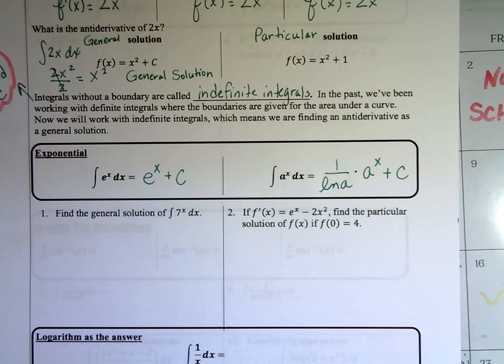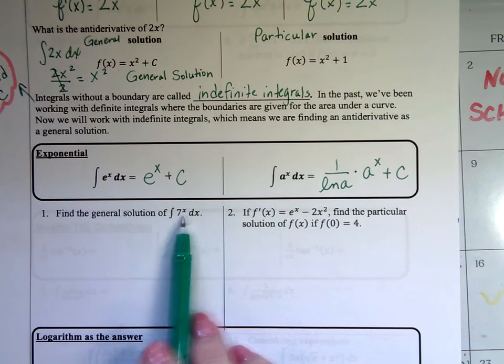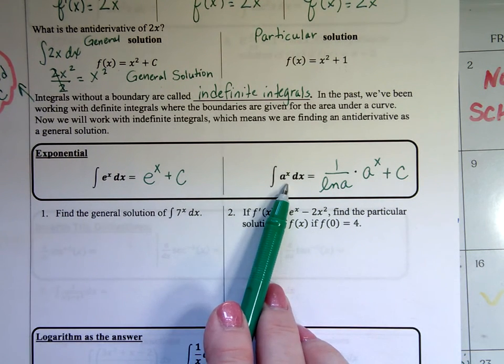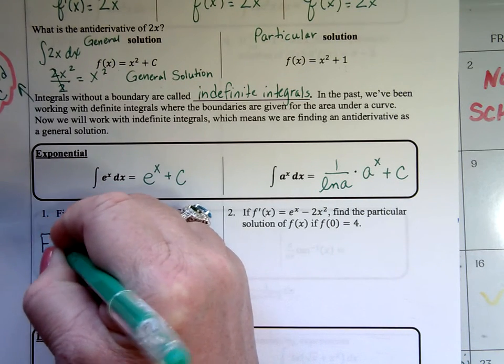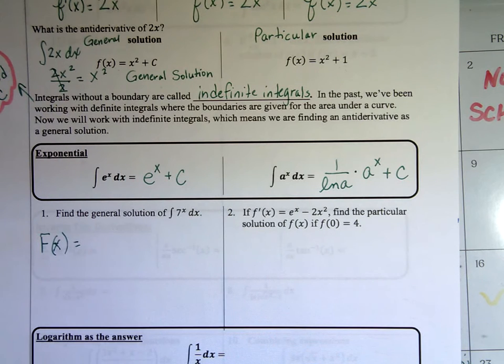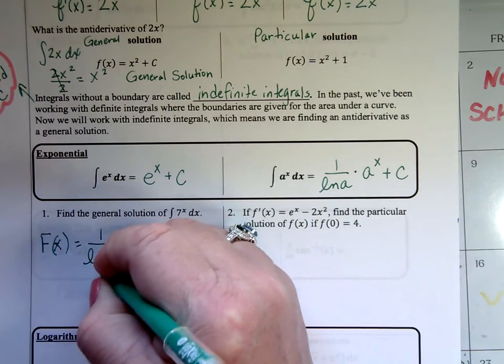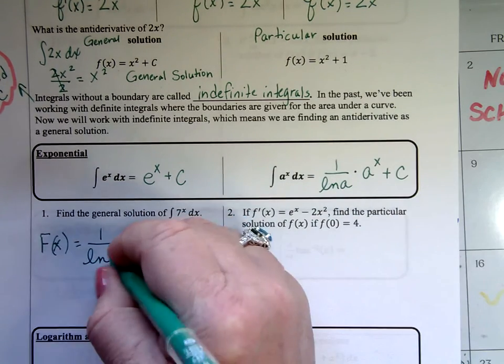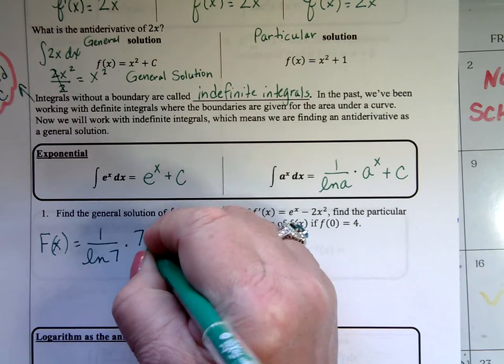So they give you a couple examples using this. Find the general solution, the guy that's going to be plus c, of 7 to the x. Well, that's this situation, right? So if I want to figure out what the integral is, or capital F of x, the antiderivative, they're one and the same thing. If I want to know what capital F of x is, I'm using this rule. It is 1 over the ln of 7 times 7 to the x plus c.